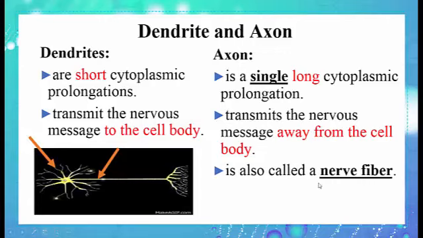The axon is also called a nerve fiber. So you can say axon or you can say nerve fiber. Many dendrites, which are short prolongations, and one axon, which is one long prolongation.